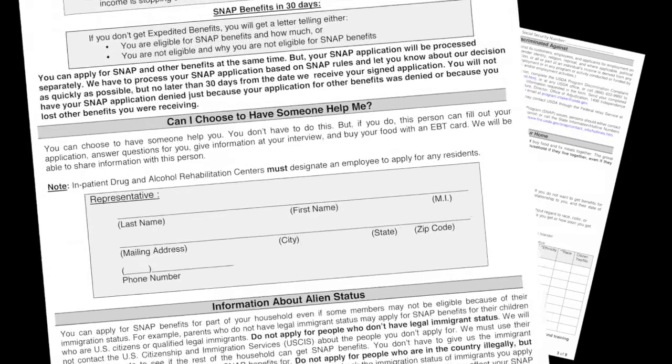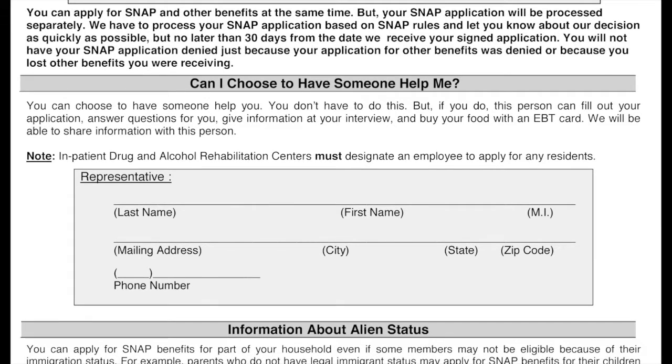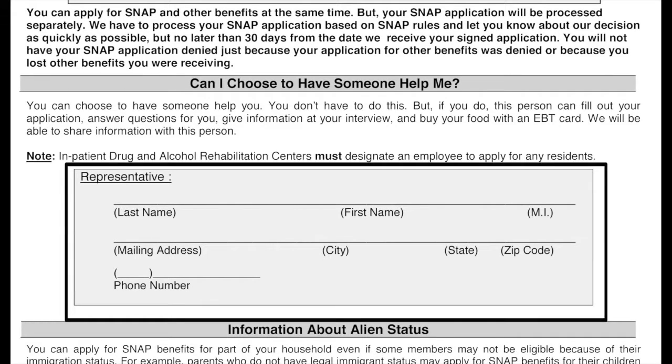If they have a representative that they want to help them with this process, you will need to list their name, mailing address, and phone number on page 2 under the Representative section. That would not be you as a volunteer, but might be a family member, power of attorney, or guardian.